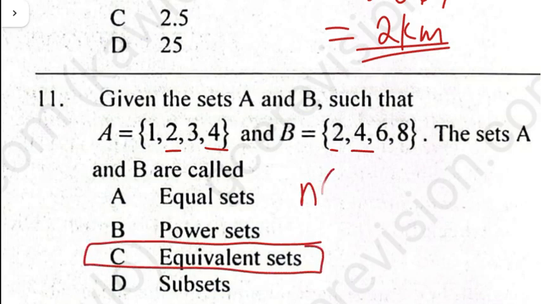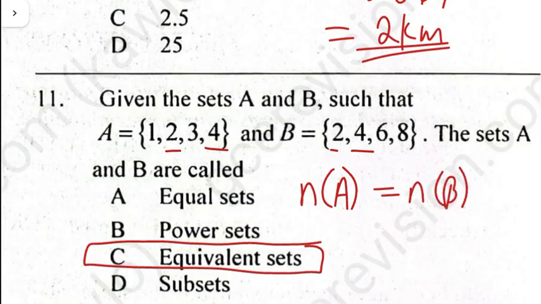The number of elements in set A is equal to the number of elements in set B, which is equal to 4. When this condition holds true, the sets are equivalent. If the elements were the same, we say the sets are equal. Like, the elements of A are 1, 2, 3, 4, and B are also 1, 2, 3, 4. They have the same number of elements, and the elements are also identical. Question 12.